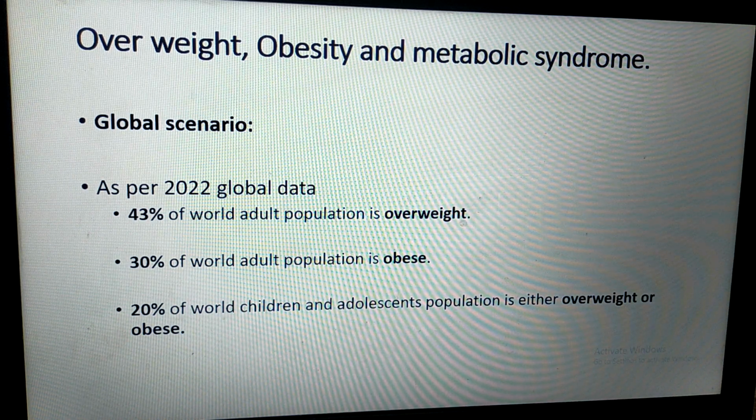These conditions are nowadays gaining more and more importance. You can find out from this fact. If you see the global scenario, as per 2022 data, 43% of the world adult population is overweight and 30% of the world adult population is obese, and 20% of the world children and adolescents population is either overweight or obese.